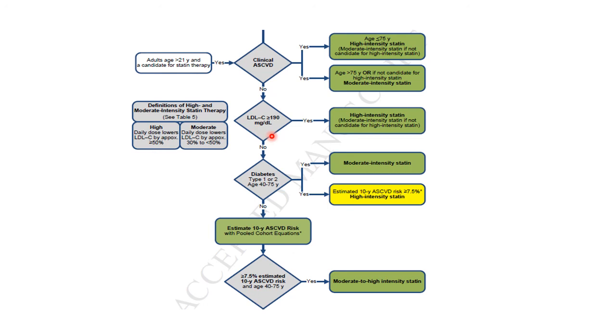If they're greater than 190, again, they're going to be potentially benefiting from this. So again, they're going to require high intensity statins, okay? If they didn't have that high level, maybe go down and look to see if they had diabetes, right? And they're aged 40 to 75. We know that these people are also at risk.